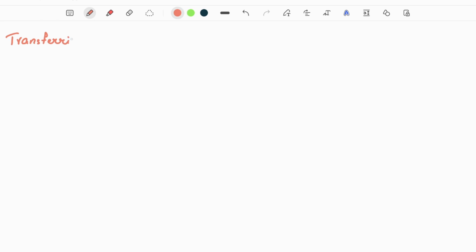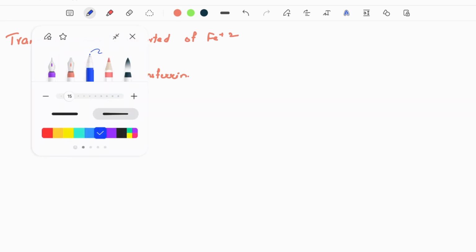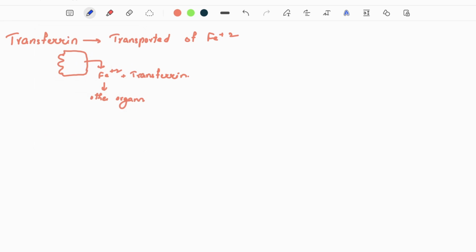So let's talk about the transferrin. I already discussed that transferrin is the transported form of iron. After coming back from the duodenal enterocyte, Fe2+ combines with the transferrin and it is transported to other organs. Okay, so this is the transporting molecule of iron.